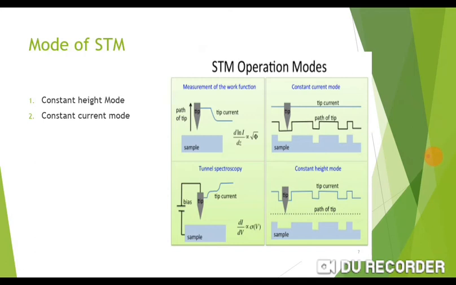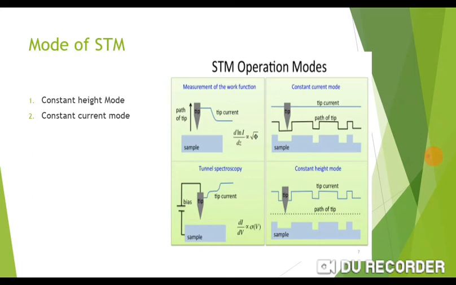There are two modes of the scanning tunneling microscope. The first mode is the constant height mode, and the second one is the constant current mode. You can see in the diagram, two modes are given. On the upper side, you can see the constant current mode, and on the lower side you can see the constant height mode.